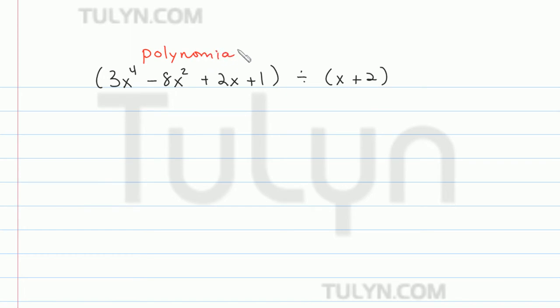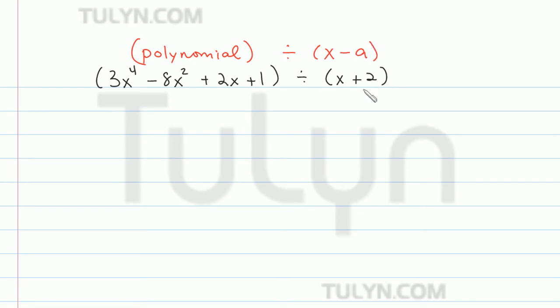Use synthetic division to simplify 3x to the fourth minus 8x squared plus 2x plus 1, divided by x plus 2. Now in general, we use synthetic division when we have a polynomial divided by a binomial of the form x minus a. And this is almost of that form.